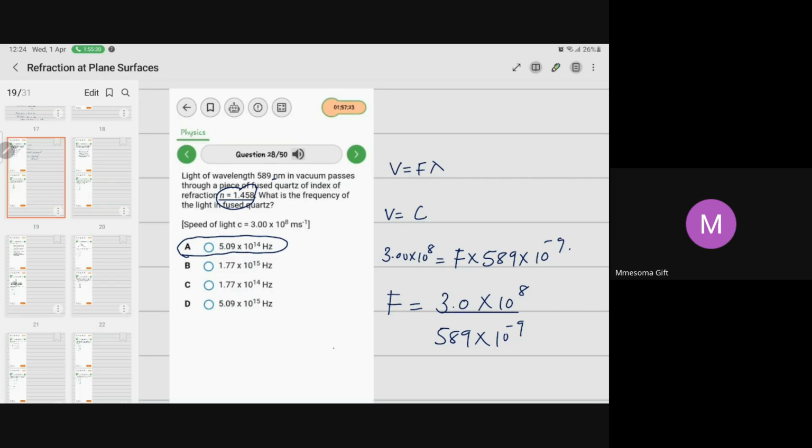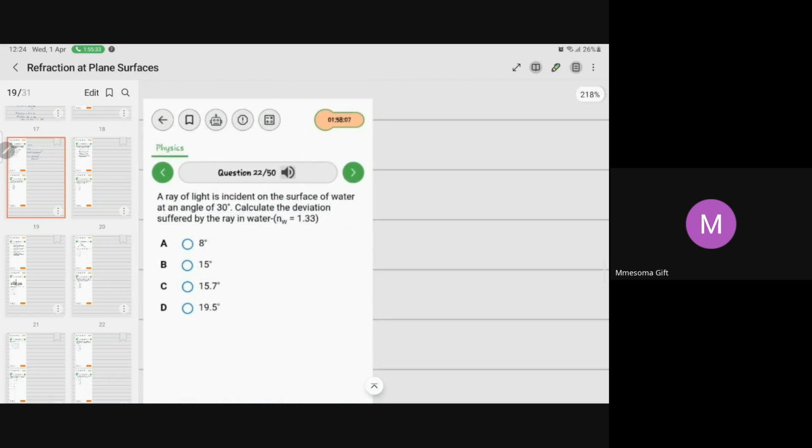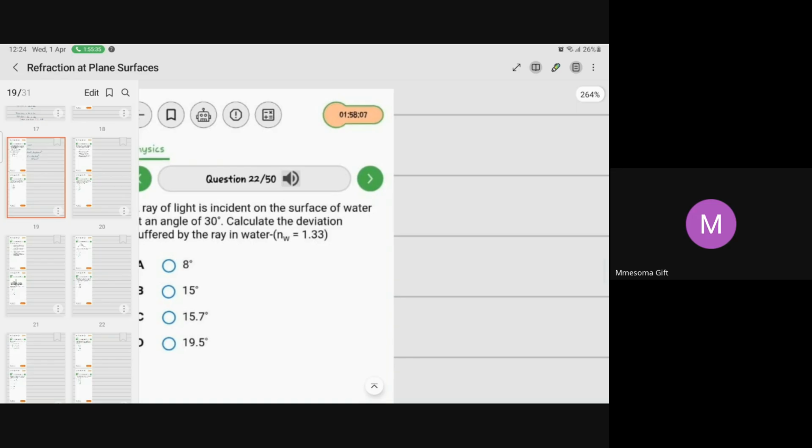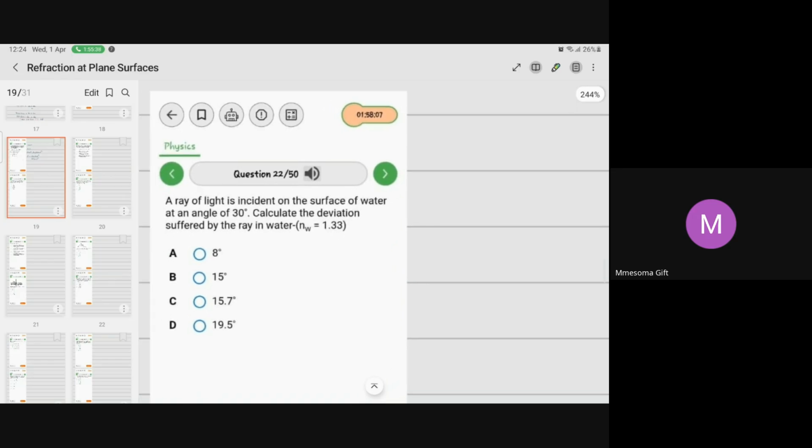This is quite interesting. All right, next one. They said a ray of light is incident on the surface of water at an angle of 30 degrees. Calculate the deviation suffered by the ray in water, right? They gave us the refractive index. They give us the incidence ray, and we are asked to calculate the deviation. So what will it be? Anybody with an idea?